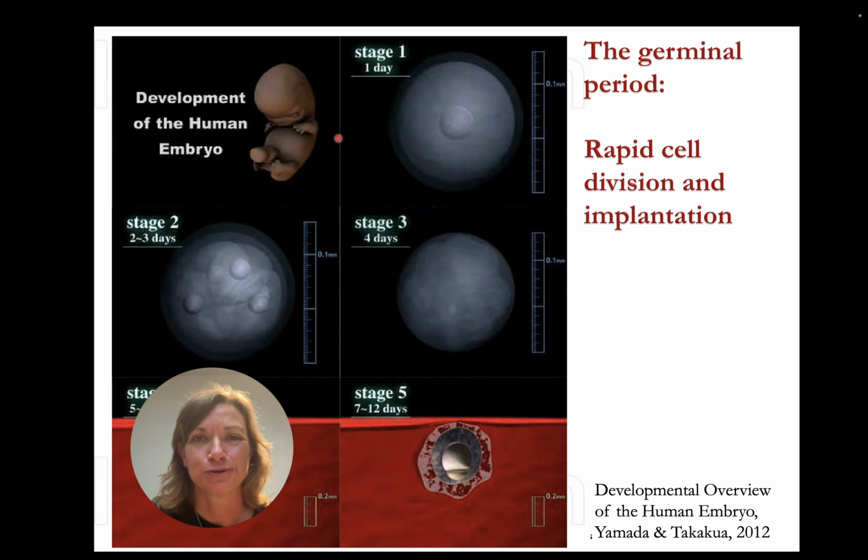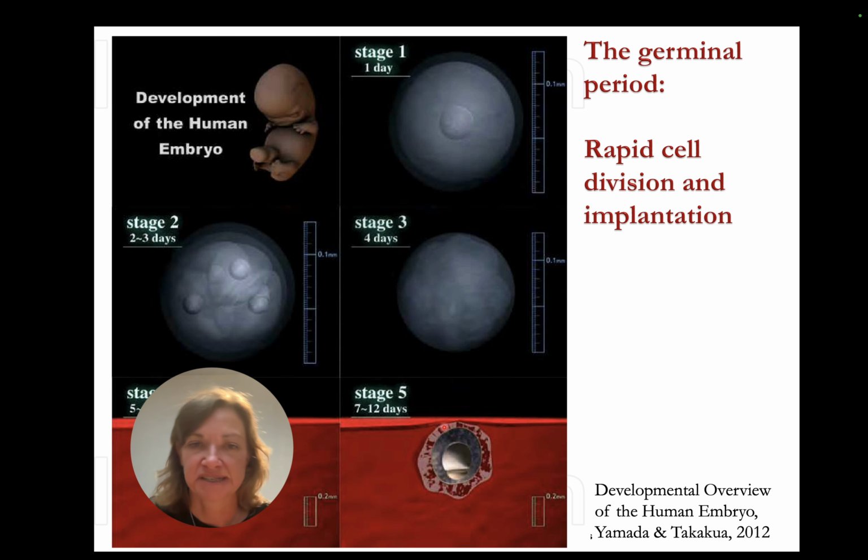Now, these are computer-generated graphics that give you a beautiful overview of the development of the human embryo. And just so you can see how small a zygote is, this is a 0.1 millimeter scale bar. So it gives you an idea of what a one-day pre-embryo or a zygote looks like. You can see 2 to 3 days. Now a cycle of cell division has happened, or 2, because I can see multiple nuclei in that pre-embryo.